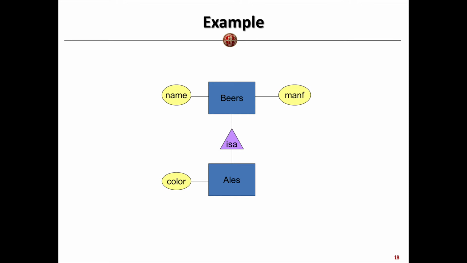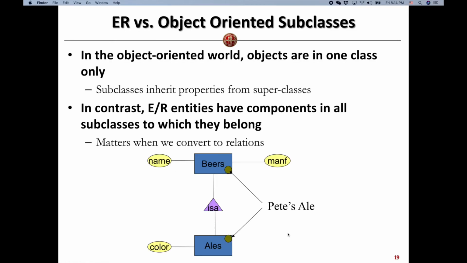Then here I have a question. For the beers, we know it has two attributes, name and manufacturer. The question will be, for the ales, how many attributes do we have really? And you can think about it. We also need to clarify some differences between the subclass we learn from the ER model versus the knowledge we learn from the object-oriented programming course like C++ or Python or Java.